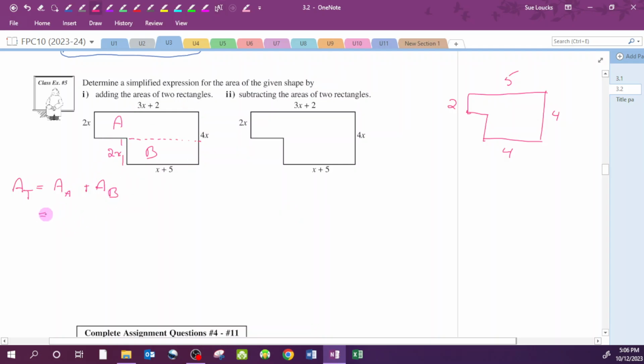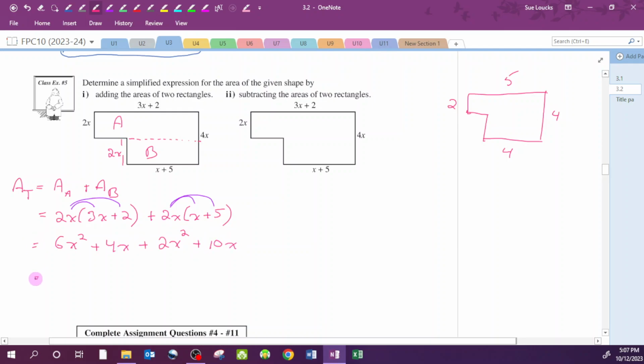So area of A, area is length times width. So it's going to be 2x times 3x plus 2. So that's my area of A. And area B is going to be 2x times x plus 5, right? So then I'm just going to do my distribution, draw my lines that way. So 2x times 3x is 6x squared, plus 2x times 2 is 4x, plus 2x times x is 2x squared, plus 2x times 5 is 10x.